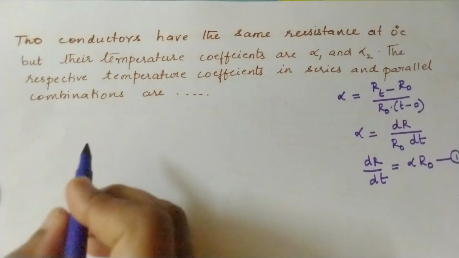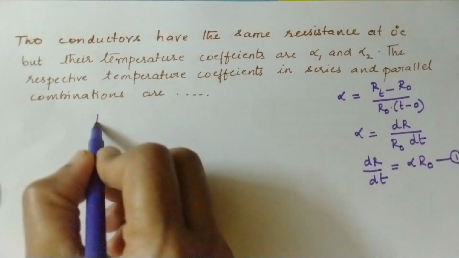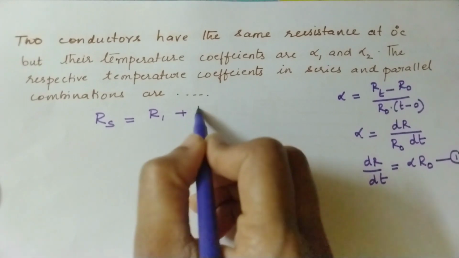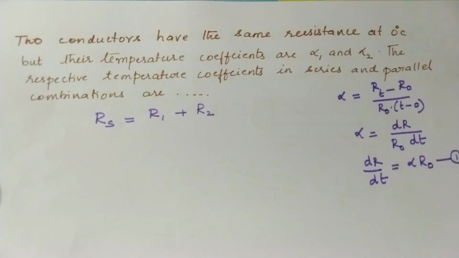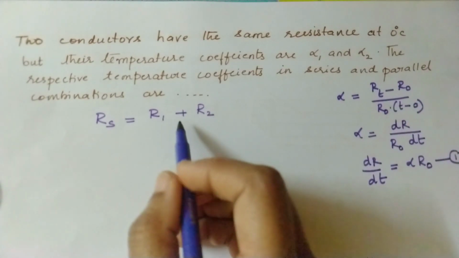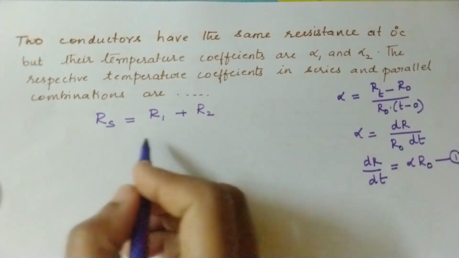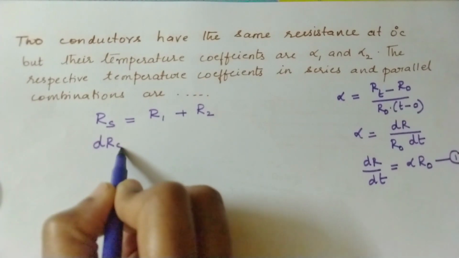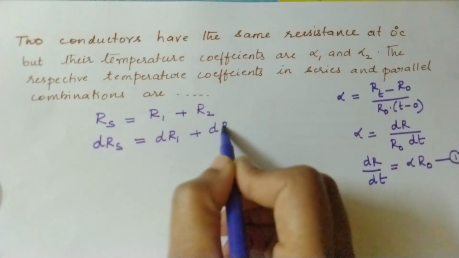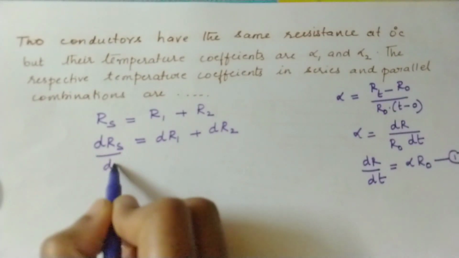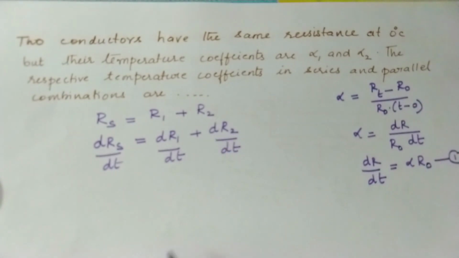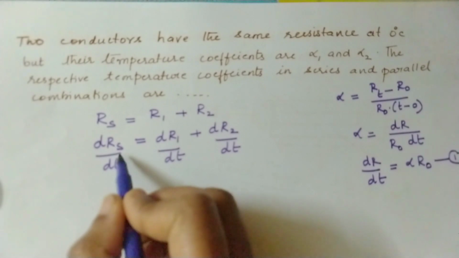See, let us suppose two resistors are in series combination. So we know what is the resistance in series combination. It is resistance of the first resistor plus resistance of the second resistor at a certain temperature. That means these are the values after T degrees rise of temperature. Now if I differentiate this relation, we get dRs is equal to dR1 plus dR2. Divide with dt, the rise of temperature. Now look at this. What is dR in series combination by dt?